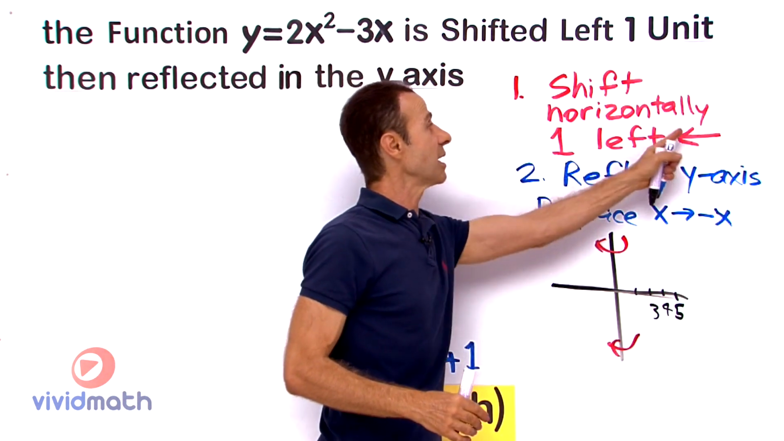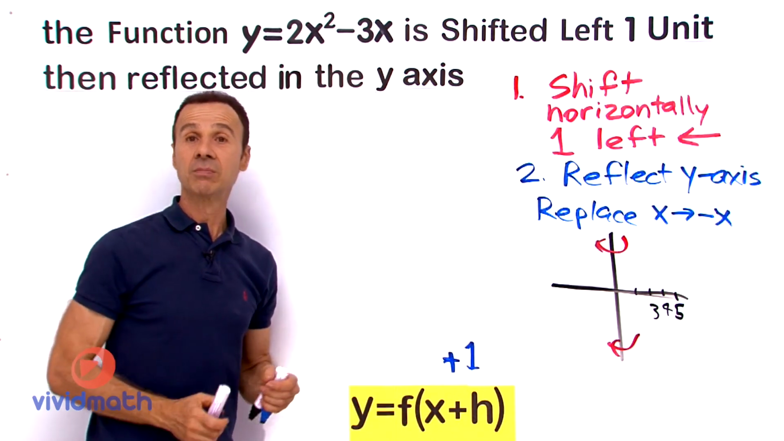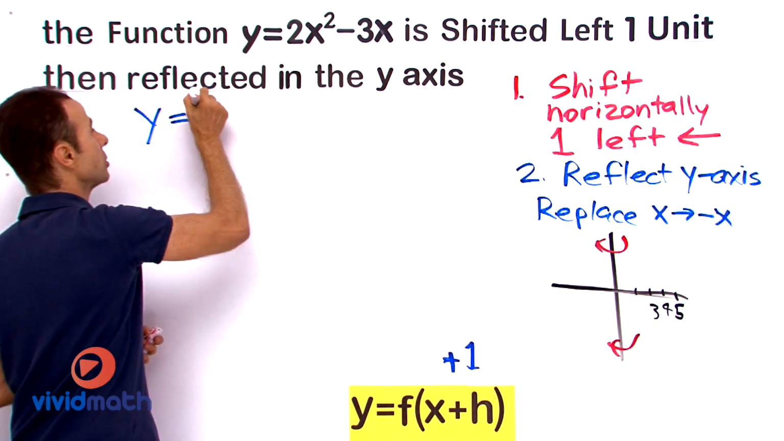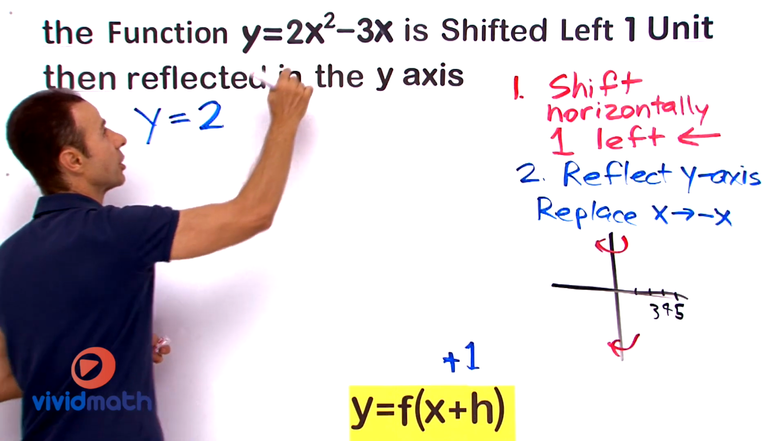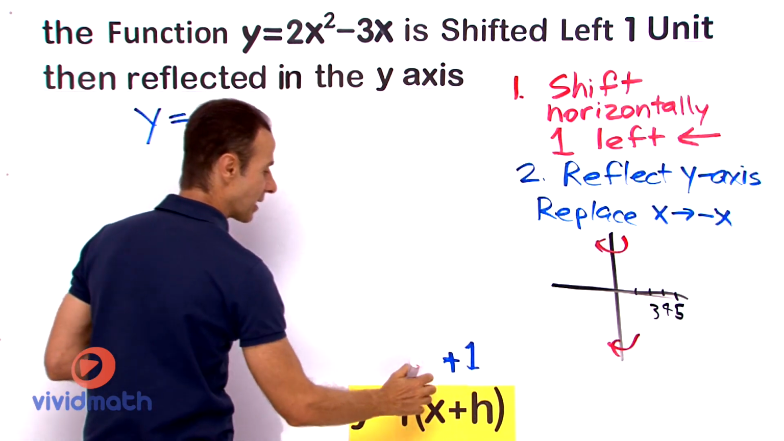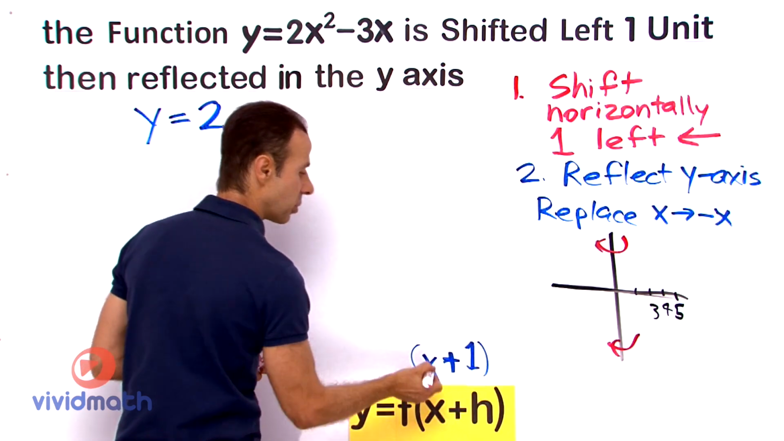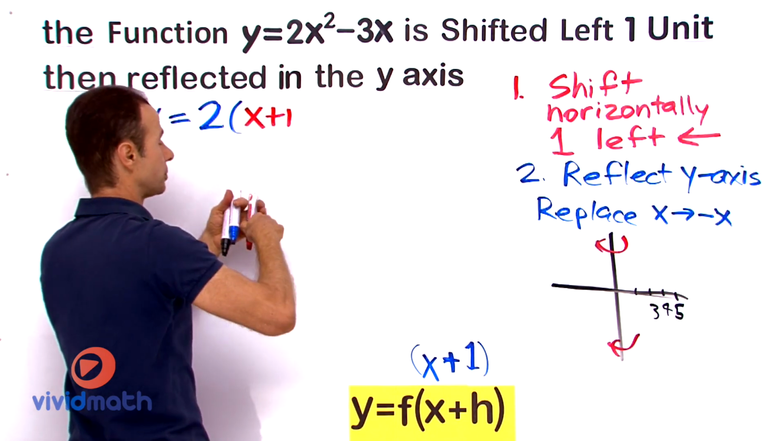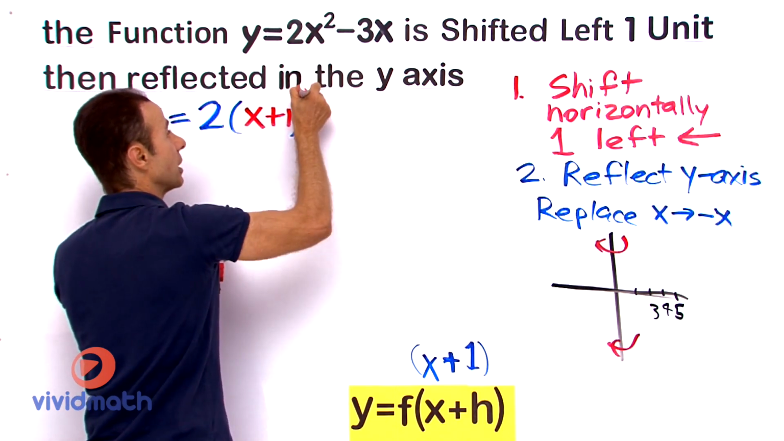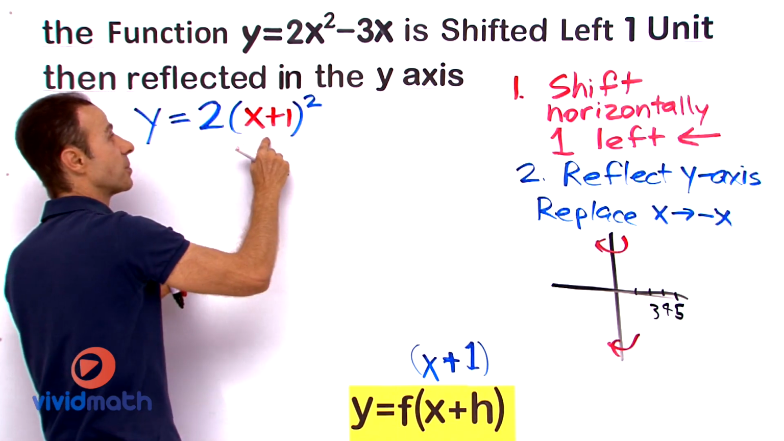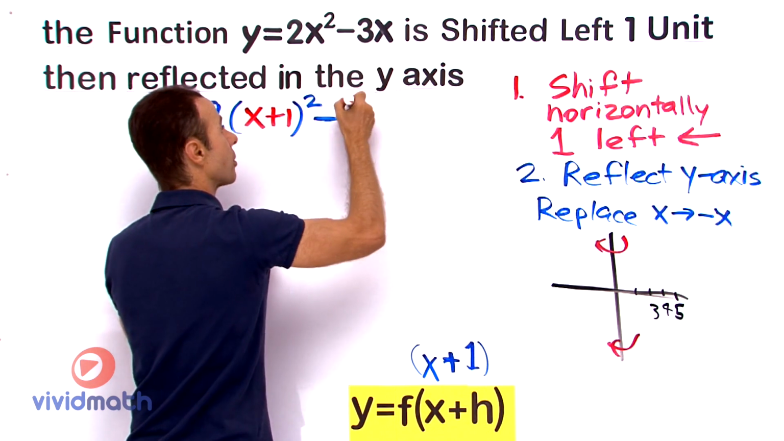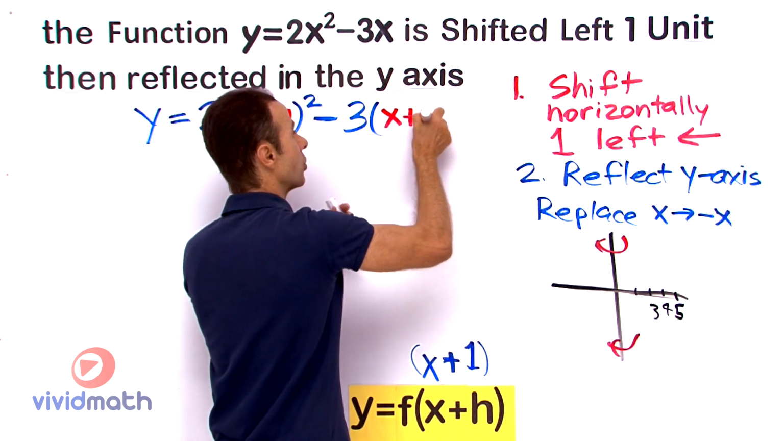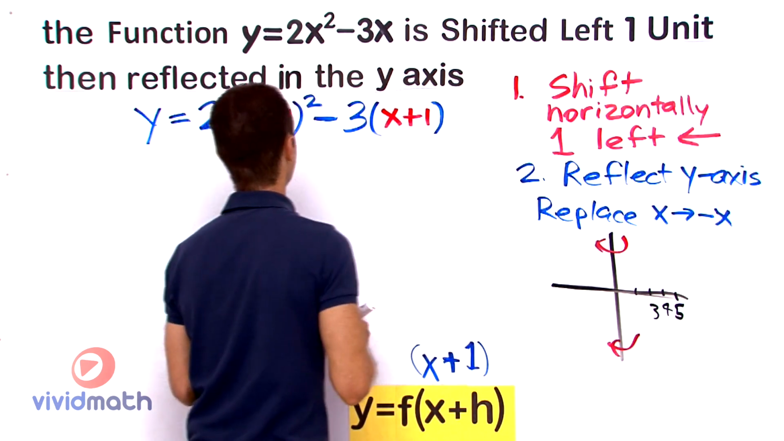So let's work with the first step. We're going to shift horizontally 1 unit to the left. So let me just write it out. Y equals 2. Now you'll notice how we got an x there. I'm going to replace that x with x plus 1. So that's going to be x plus 1. Close brackets, all squared. Keep that squared on top. So x is being replaced by x plus 1, minus 3, and then in brackets, replace it with x plus 1. Close brackets. Okay, what do we do next?